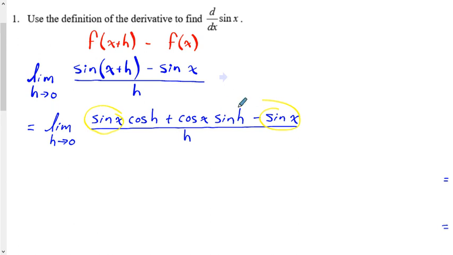And another thing I notice is that there's a sine h over h mixed into everything. And if I can separate this piece out, then I'll be able to use the fact that the limit as h approaches 0 of sine h over h will equal 1, which we learned in 7.1. So that's where we're going to go with this question.